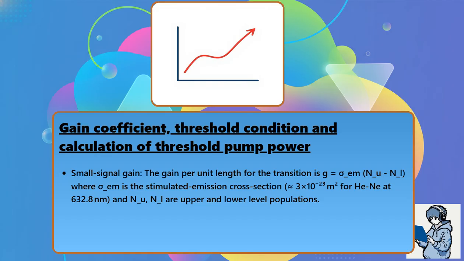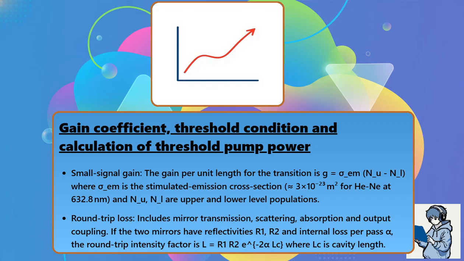Small signal gain: the gain per unit length for the transition is G equals sigma_EM times (n_upper minus n_lower), where sigma_EM is the stimulated emission cross-section, approximately 3 times 10 to the minus 23 square meters for helium neon at 632.8 nanometers, and n_upper, n_lower are upper and lower level populations. Round-trip loss: includes mirror transmission, scattering, absorption, and output coupling. If the two mirrors have reflectivities R1, R2, and internal loss per pass alpha, the round-trip intensity factor is L equals R1 times R2 times e to the minus 2 alpha L_c, where L_c is cavity length.